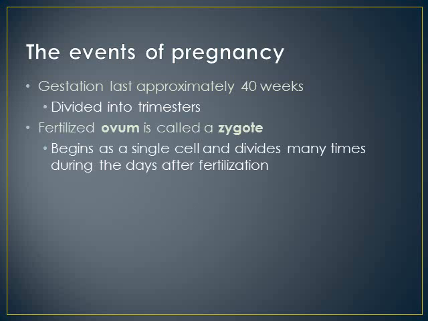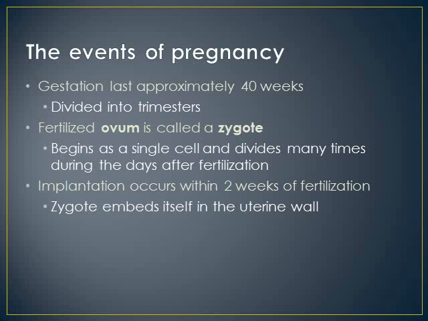So what happens in pregnancy? First, the fertilized ovum or the egg is called a zygote. The ovum begins as a single cell and then divides many times during the days after fertilization. Next, implantation occurs within 2 weeks of fertilization, the creation of that zygote. And the zygote is going to embed itself in the uterine wall.